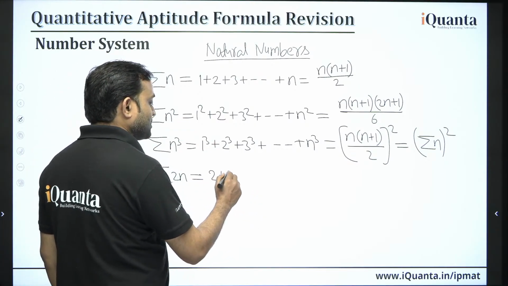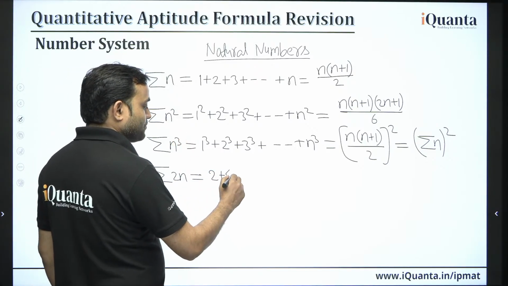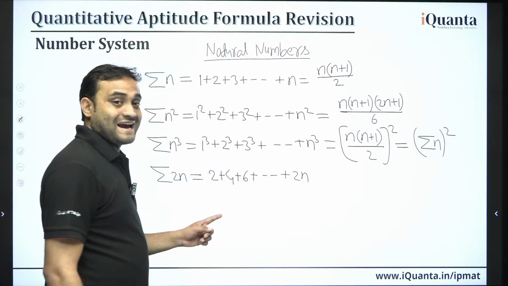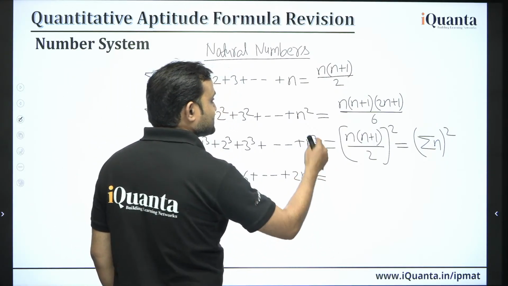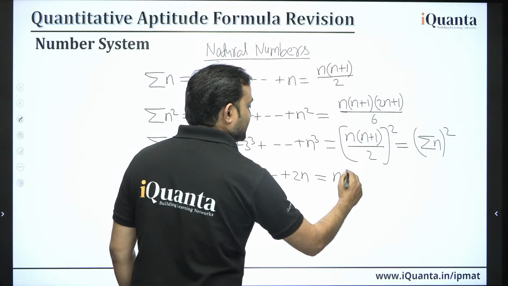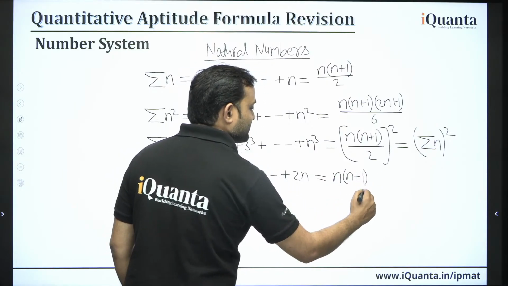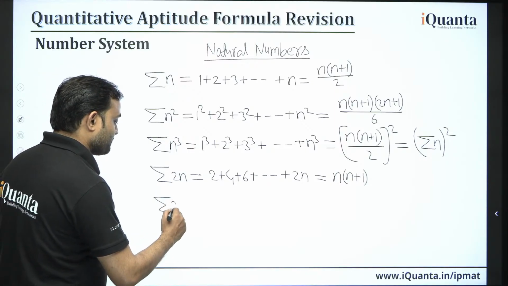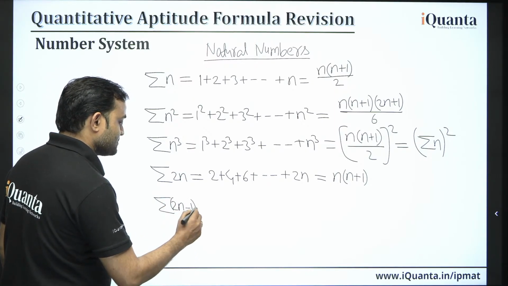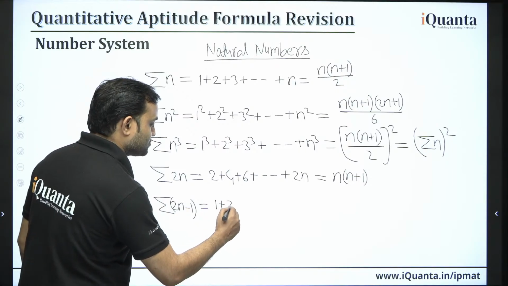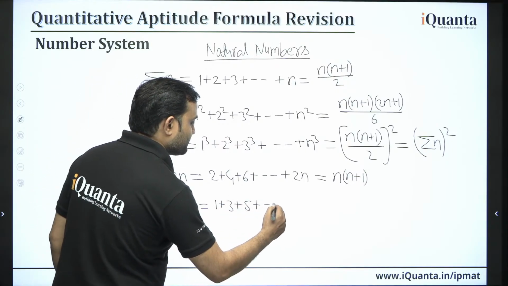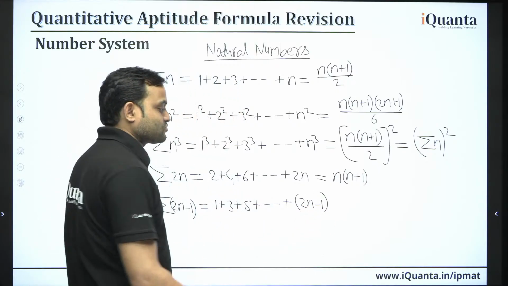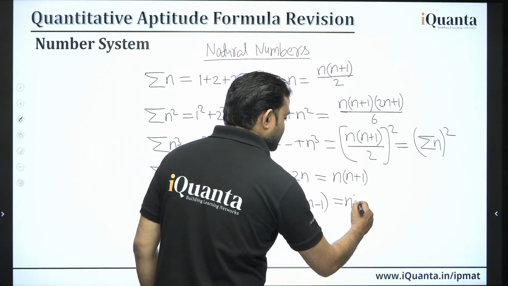First n even natural numbers, that is 2 plus 4 plus 6 till 2n. This will be just double of this, which is n into n plus 1. Then we can take the summation of first n odd numbers, which is equal to 1 plus 3 plus 5 till nth odd number, which is 2n minus 1. That will be equal to n square.